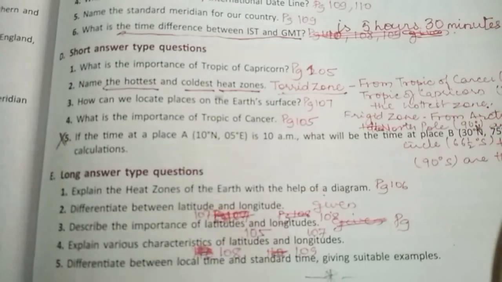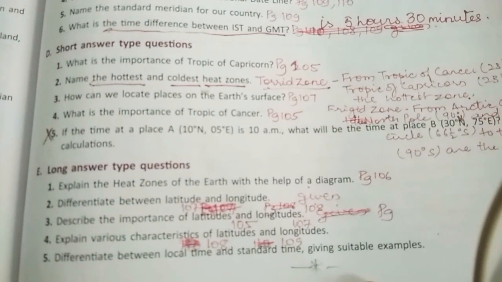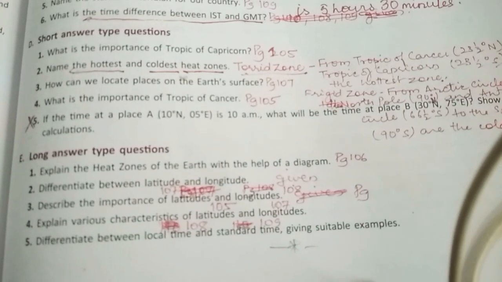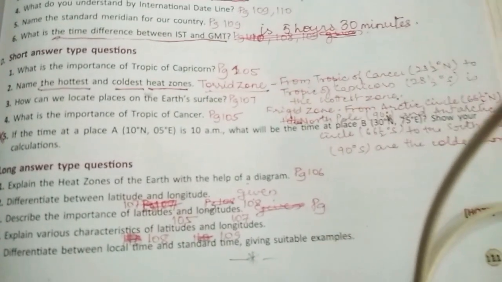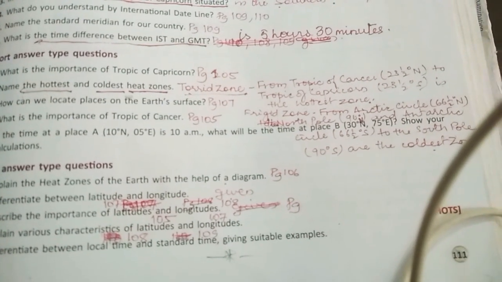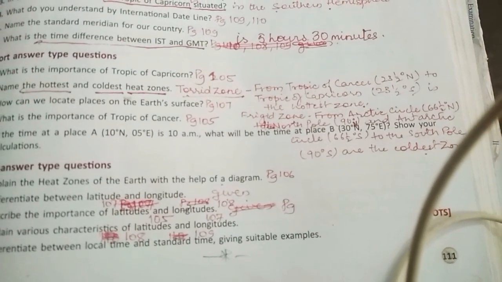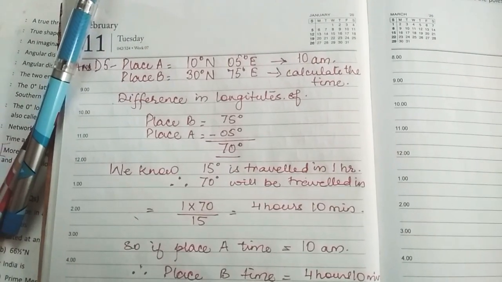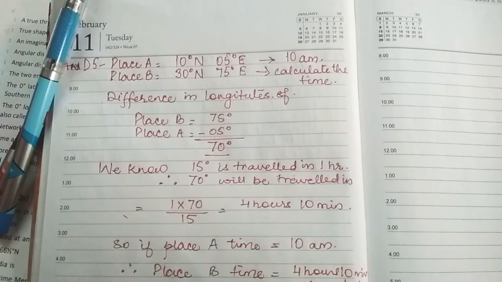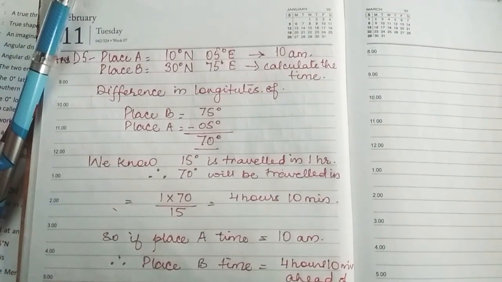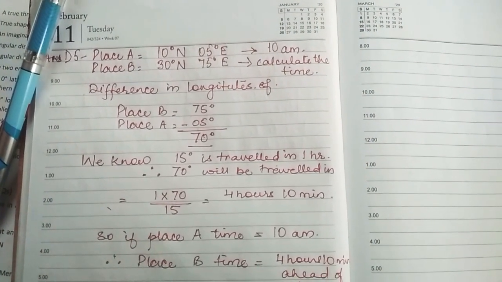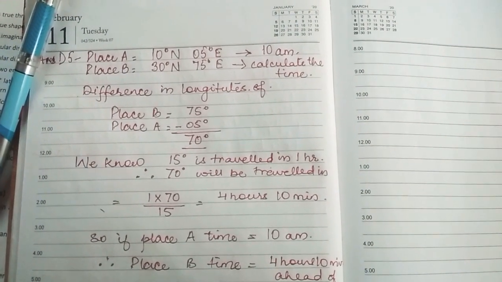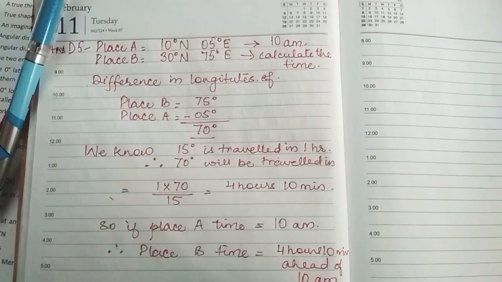That's it. D5. If the time of a place A which is 10 degrees north and 5 degrees east is 10 a.m., what will be the time at place B, which is 30 degrees north, 75 degrees east? Show your calculations. Answer. Place A is 10 degrees north, 5 degrees east, and the time at that longitude is 10 a.m. So they want us to calculate the time at place B, which is 30 degrees north and 75 degrees east.